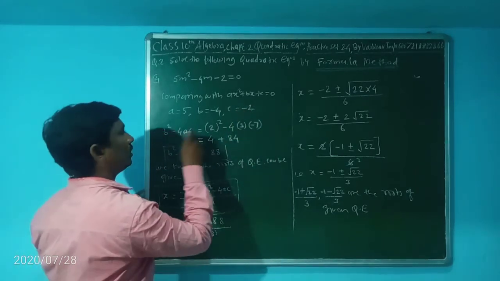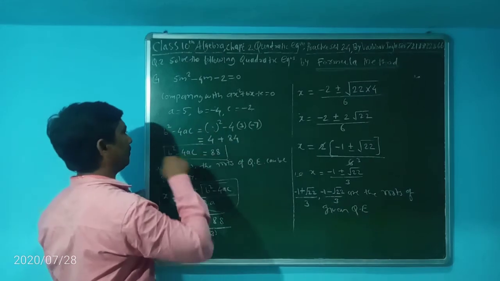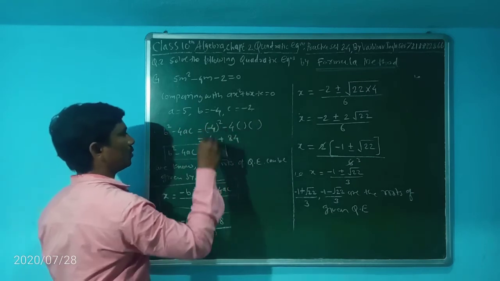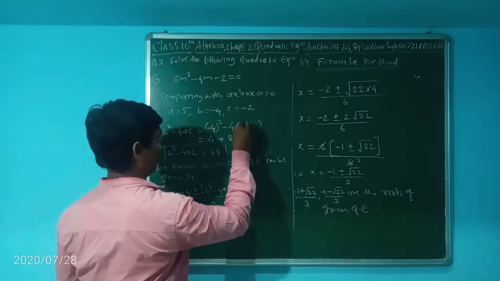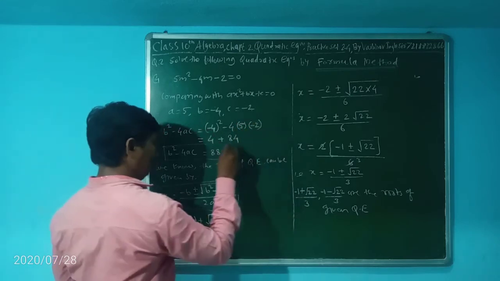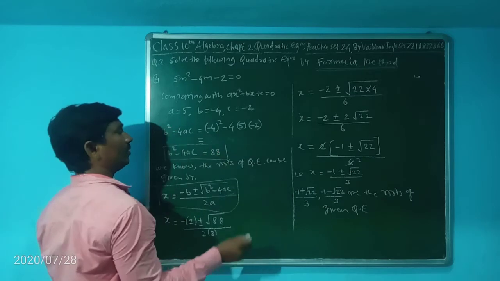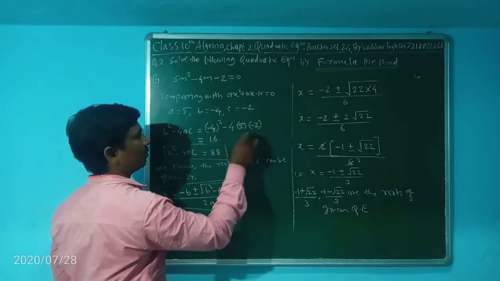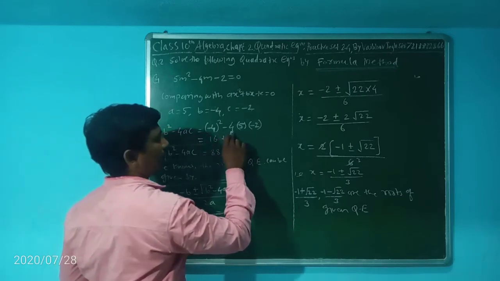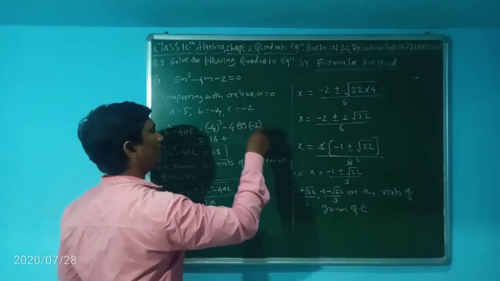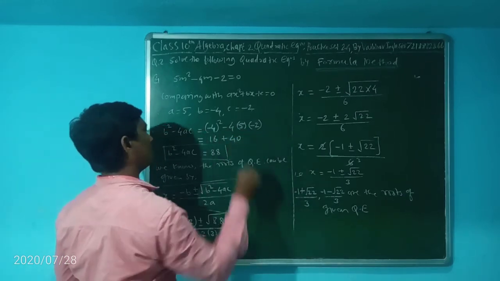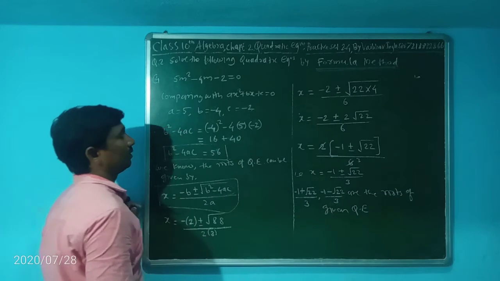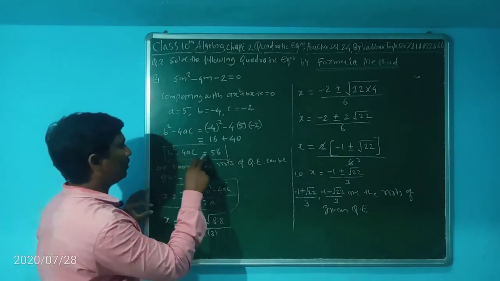Okay, so put these values in b square minus 4ac. What you will get? b square, that is minus 4 square, minus 4 into a, 5, into c, that is minus 2. So minus 4 square will be plus 16, minus into minus plus, 5 into 4 is 20, 20 into 2 is 40. Okay, so this will become 56. Now we have found b square minus 4ac.